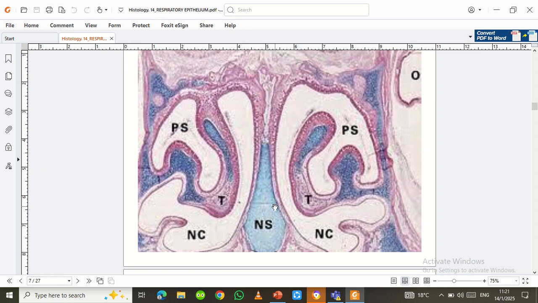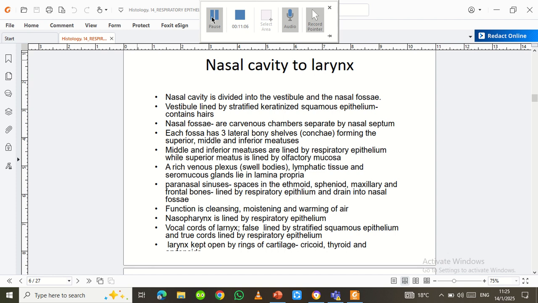That is glassy, right? So you can see this is your nasal cavity, and these are your paranasal cavities, the paranasal sinuses. You can actually appreciate that these sinuses are coming from the nasal cavity. The nasal fossa is going to have three lateral bony shells called conchae: the superior, the middle, and the inferior.